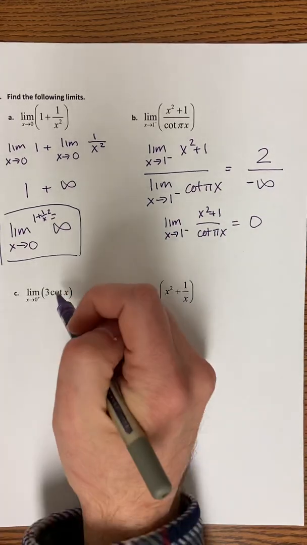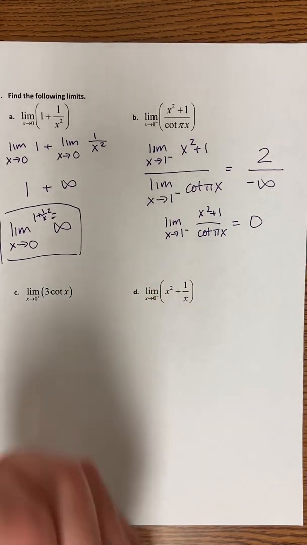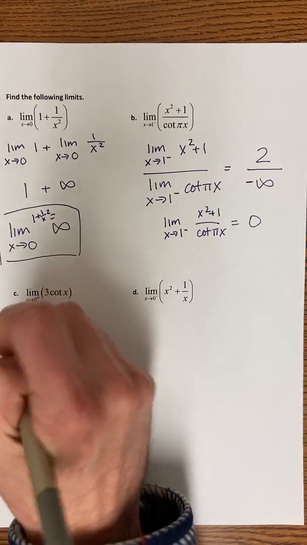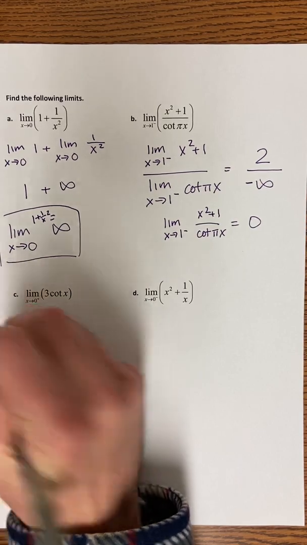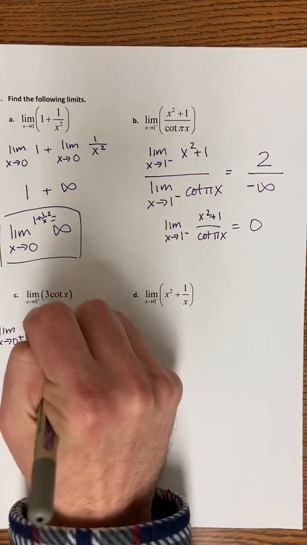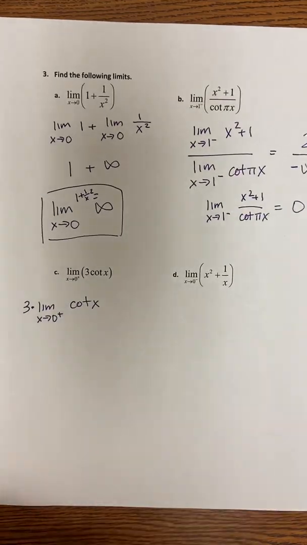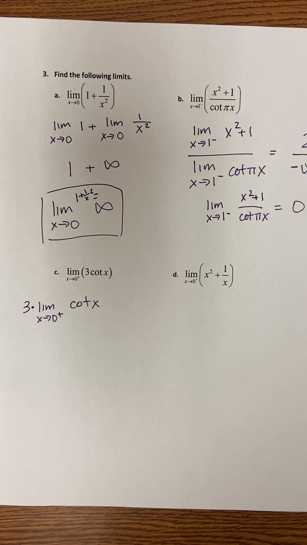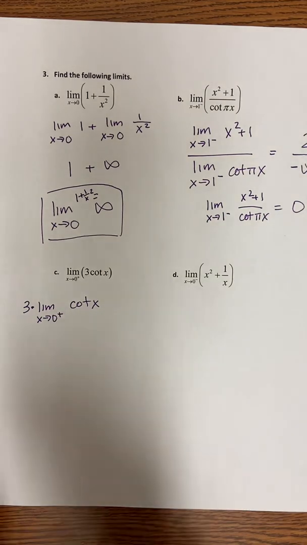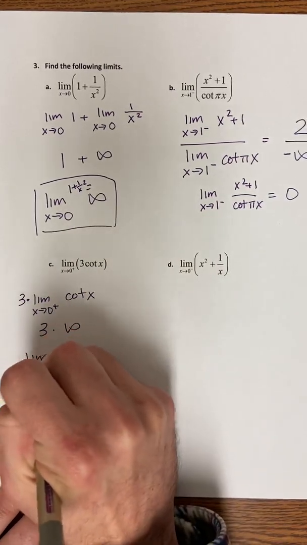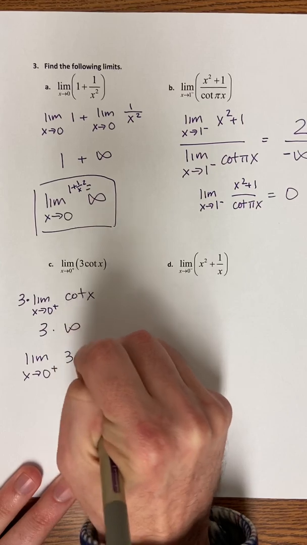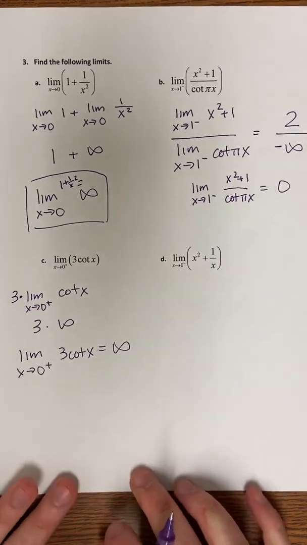C is kind of similar. We say limit as x approaches 0 from the right of 3 cotangent x. That's really just 3 times the limit as x approaches 0 from the right of cotangent x. Remember, you can take constant multipliers out front. Now, we know that as x approaches 0 from the right, cotangent is approaching from the first quadrant. So that will actually be going towards positive infinity. So this is 3 times the limit that's positive infinity. But 3 times infinity, again, it's a concept, so the whole thing is just infinity.